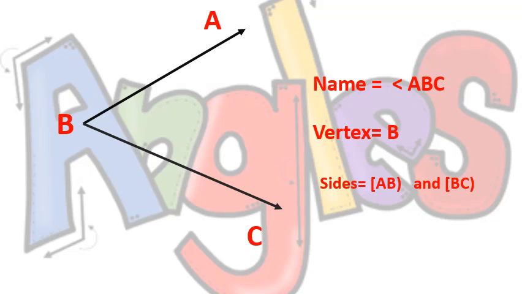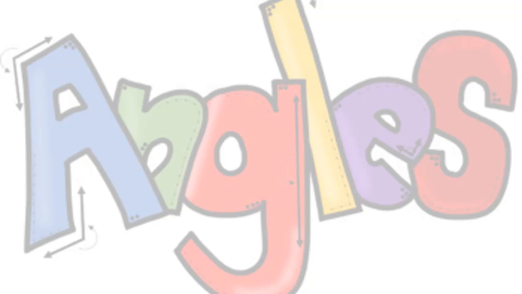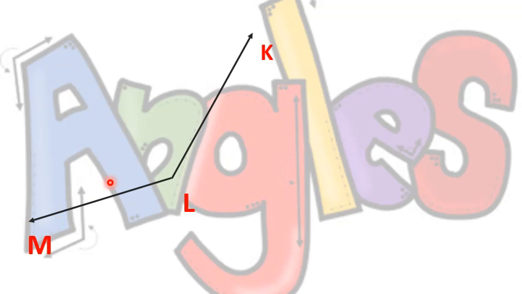Now the sides. We said we have two sides. This is the first side, AB. This is the second side, BC. Again, this is the angle. This is K, L, M. Again, we have two sides. We have this side, KL, and this side, LM. They meet at one point, which is the vertex, L.